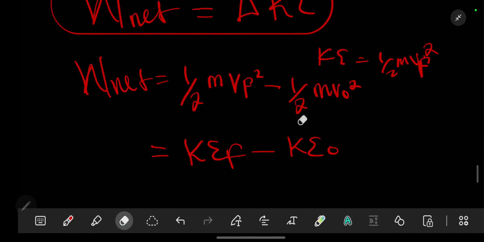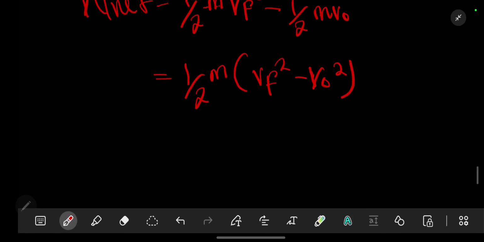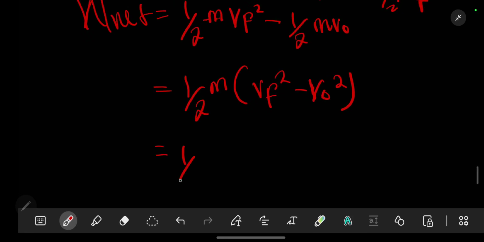So this is how come we have this. Therefore, before we replace, we can factorize. Half is common, m is common, then we are going to run with v final squared minus v initial squared. So replacing, we are going to have our half.